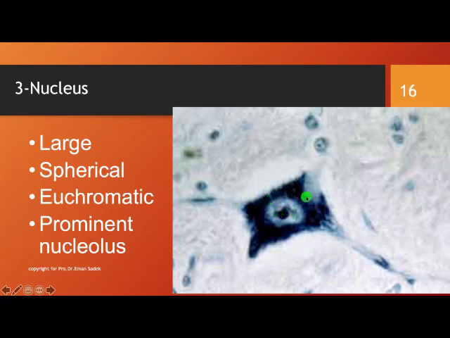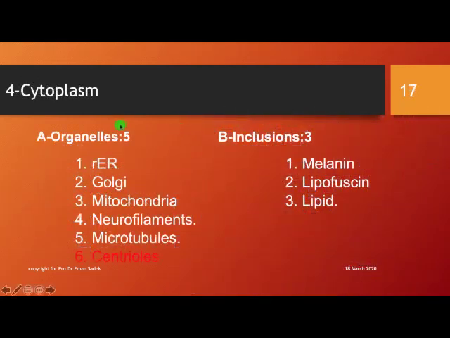So we have large, rounded or spherical, and it is achromatic, meaning that it is very pale, and as long as it is very pale, it has a very prominent, evident nucleolus. What is the meaning of these two last features? It means that it is a highly active nucleus. Then, as regards the cytoplasm, we have 5 organelles and 3 inclusions.